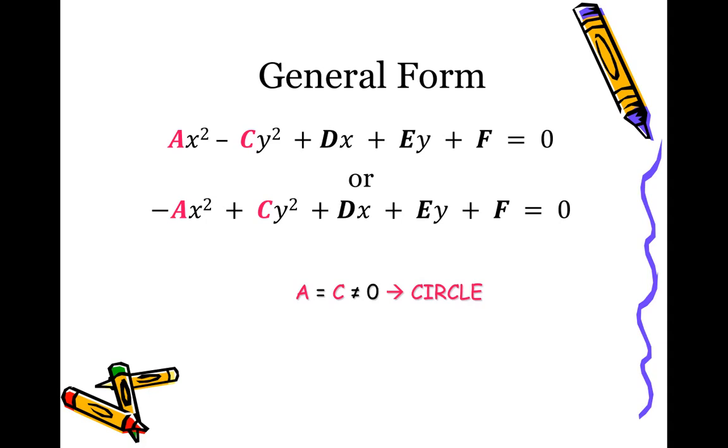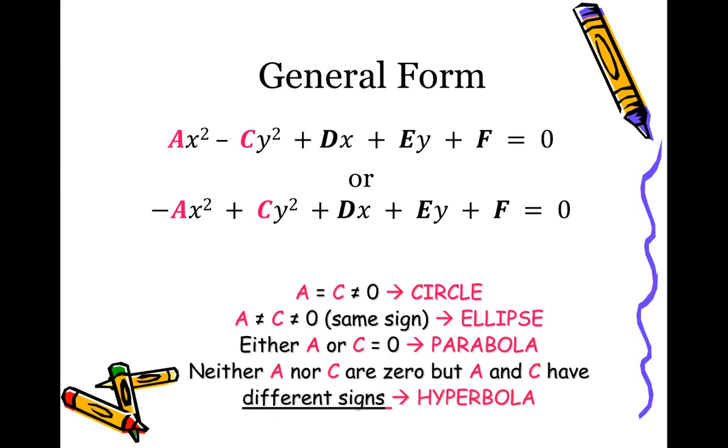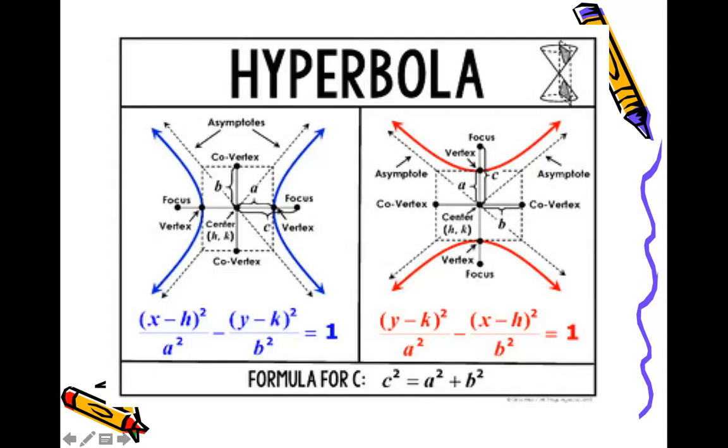A equals C, not equal to 0, was a circle. A does not equal C, and they both aren't equal to 0, but they have the same sign, is an ellipse. If either A or C is 0, so there was only one square term, it was a parabola. And if neither A nor C are 0, but A and C have different signs, it's a hyperbola. That even goes for a 1 and a negative 1. Those are different signs, and that is going to lead to a hyperbola. So you just have to be mindful and careful with that.